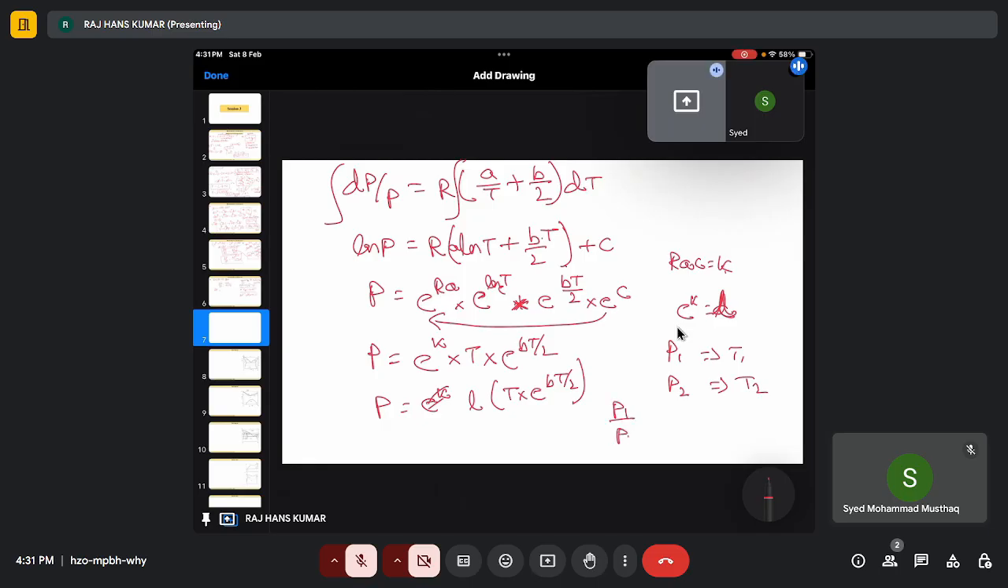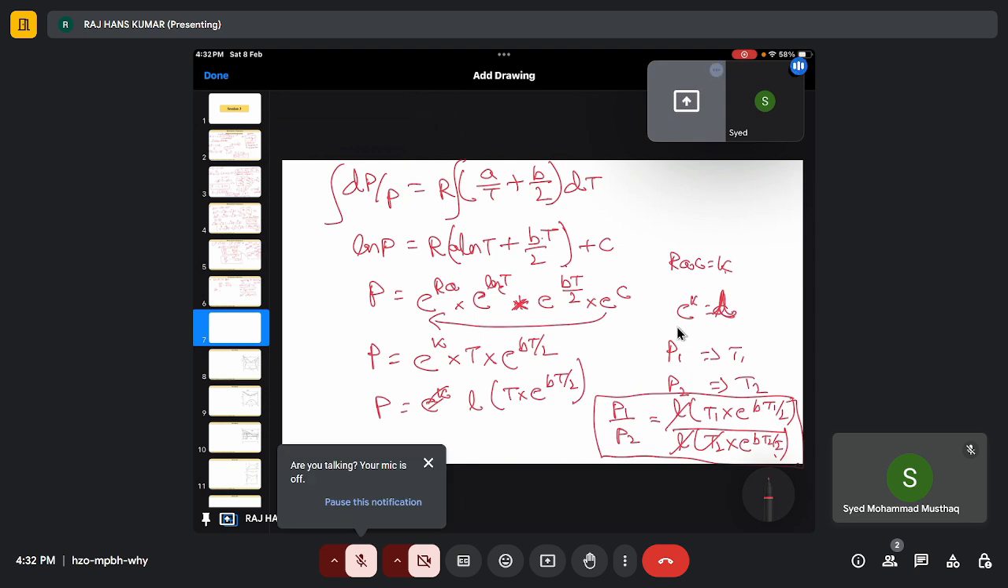So, L times T1 times e to the power bT1 by 2, over L times T2 times e to the power bT2 by 2. L gets cancelled. So, if you substitute the pressures, you will find any of the terms. Like if we ask in questions, they will be framing like, for example, for the equilibrium pressure P1, the equilibrium temperature is V1. Then V1.